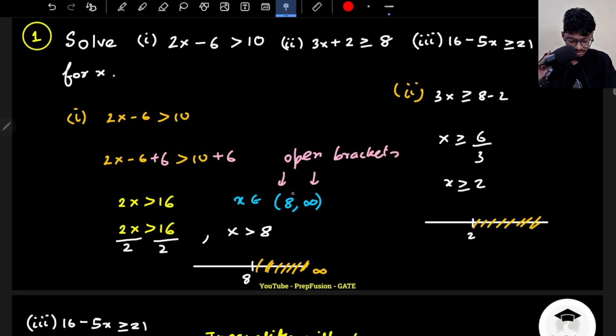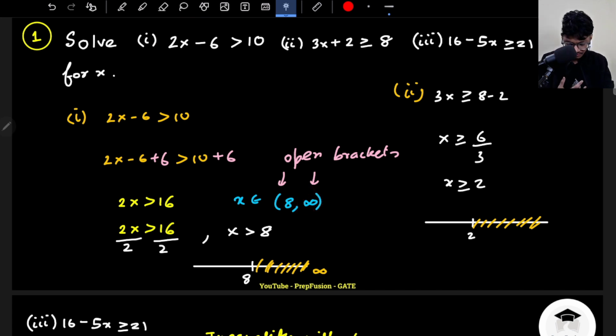Okay. So that's why, I mean 8.0001, if you take those values, this inequality will be satisfied. But if you choose 8, this inequality will never be satisfied, right? 10 will be equal to 10. So I cannot choose 8. Anything just above 8 I can choose. That's why we represent it with an open bracket. 8 is not included, but everything after 8 is included.